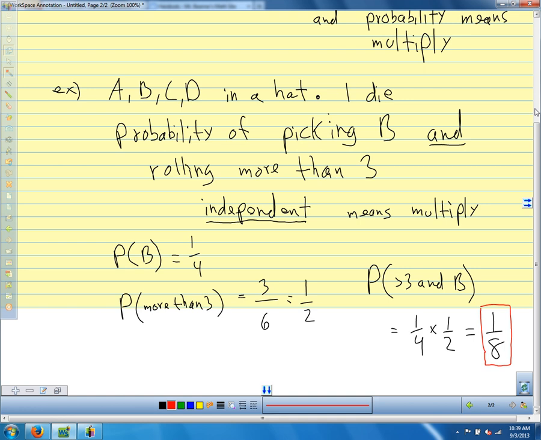So we have independent events. One doesn't change the other. The other clue is we said and. We multiply the probabilities of the pieces together. Questions on that part? So looking for this and. The and means multiply. That's going to be a good hint. Usually they'll say independent events, they'll say and. And the hint that I give is and probability means multiply.